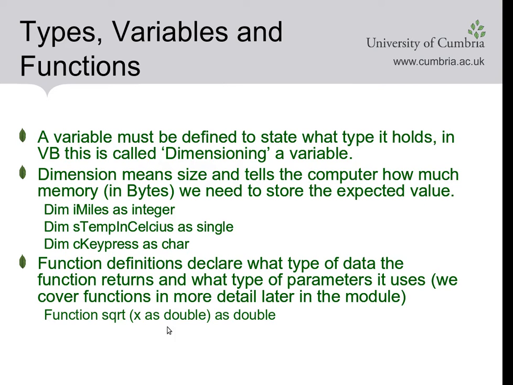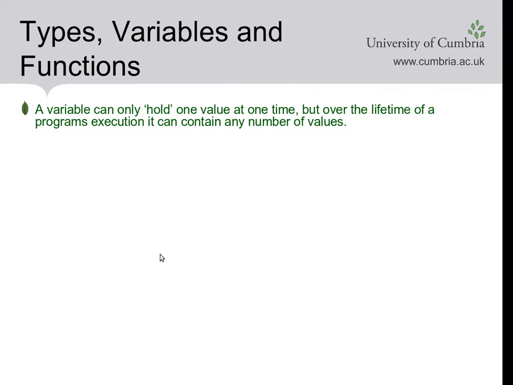It takes in one parameter, a variable x as a double, and it returns a double value. But as I say, we'll come on to functions later on in other sessions. Variables can only hold one value at any one point in time, but over the lifetime of a program executing in computer memory, that value can change any number of times. So the value is variable, but at any one point in time it has one and only one value.